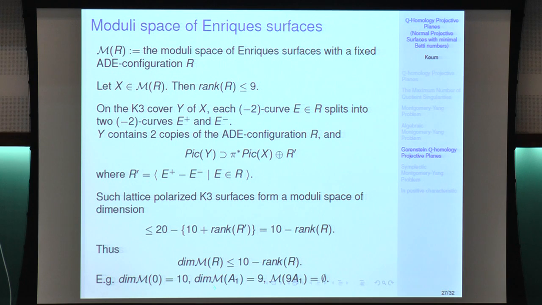So what Xu's recent result says is this. If the rank is equal to 9, and if this is non-empty, then the moduli space is always one-dimensional. And his proof is more constructive. Actually, he constructed all moduli spaces, all components of the moduli space.